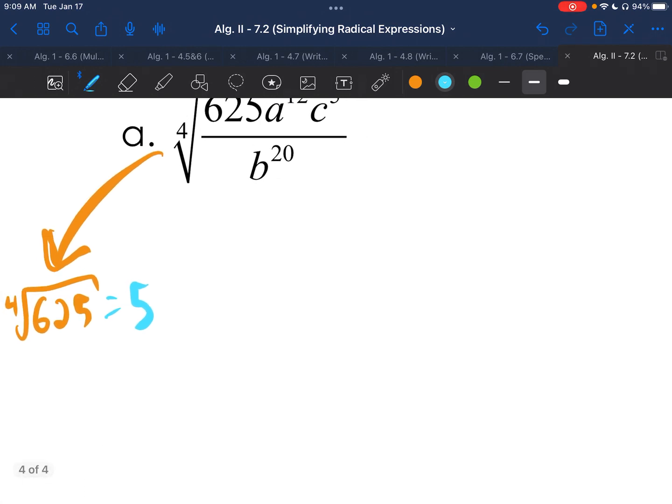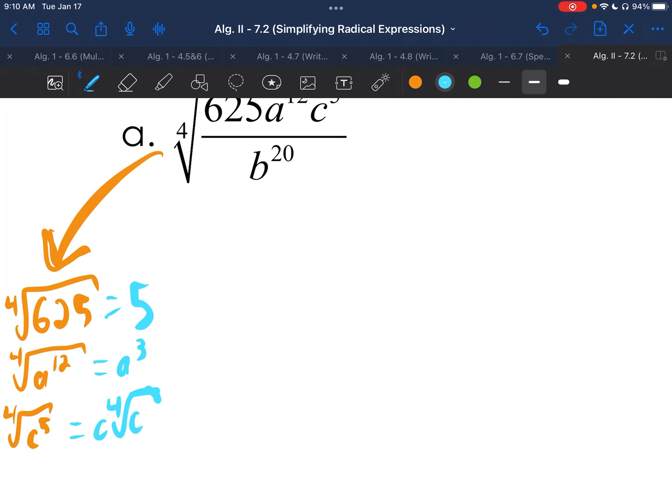Okay. And then the next thing, the 4th root of a to the 12th. Well, 12 divided by 4 is 3 with no remainder, so a cubed. And now the 4th root of c to the 5th. Well, 5 divided by 4 is 1 with a remainder of 1. So it ends up being c times the 4th root of c.